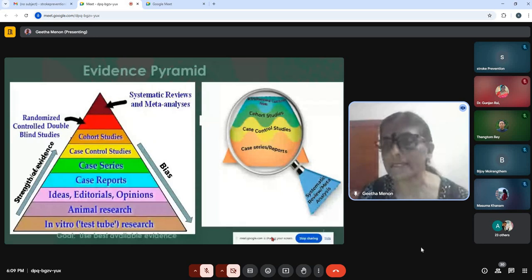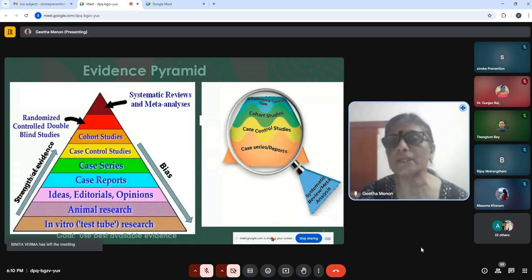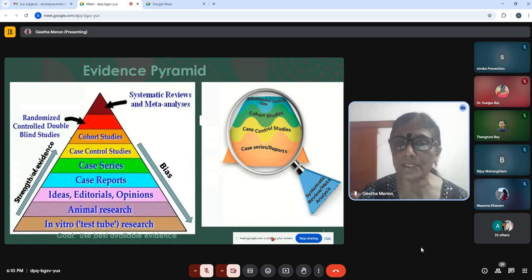On the right hand side, you also see a magnifying glass, because now some of the new authors do not want to see the evidence pyramid in the manner that we have been told earlier, but now they say that a systematic review acts like a magnifying glass, which is able to filter information from all types of studies, whether they are randomized control trials, cohort studies, case control studies, or even case series, or even unpublished literature. So it is that tool that helps us in filtering the best information from all types of studies. So gradually people are now using this image to show the evidence pyramid as compared to the earlier image.